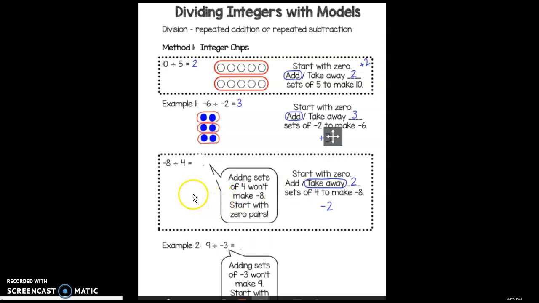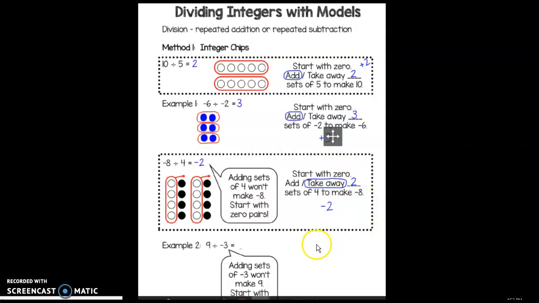So we're going to start with 0 by showing 0 pairs. So we have our 0 pairs here. And we're going to take away 2 sets of 4, and we're left with negative 8. So since we took away 2 sets of 4, we're left with a negative 2. So our answer is going to be negative 2 because we had to take away 2 sets of 4.